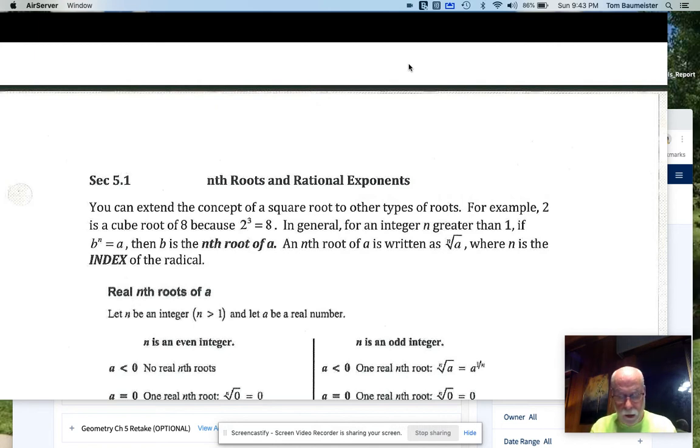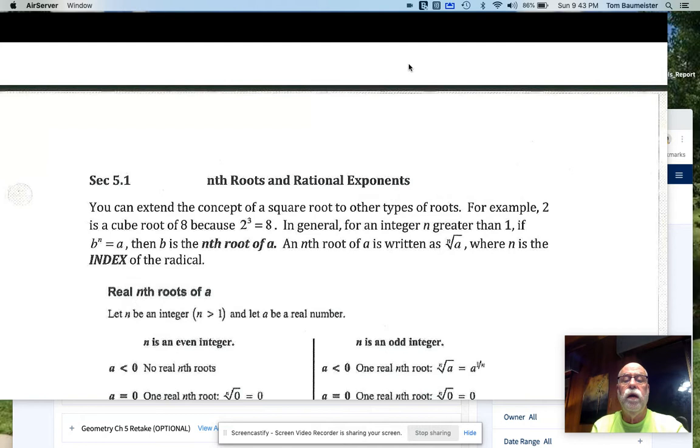All right, you can extend the concept of a square root, this section 5.1. You can extend the concept of a square root to other types of roots. For example, 2 is a cube root of 8 because 2 cubed is equal to 8. In general, for any integer n greater than 1, if b raised to the nth power is equal to a, then b is the nth root of a.